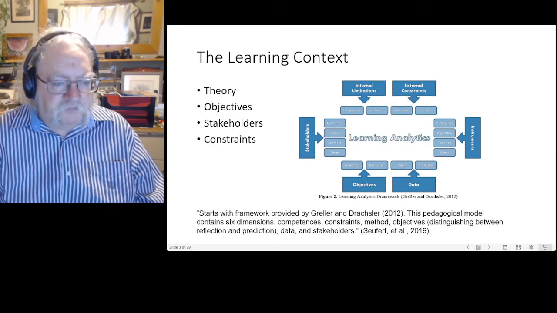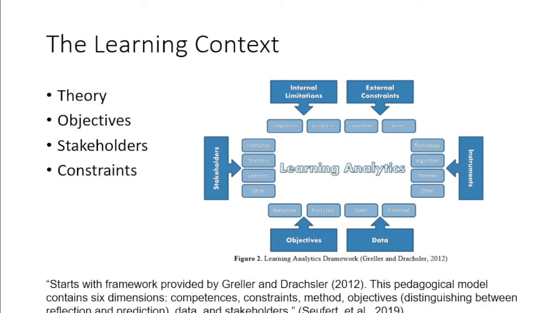Here we have a model, a framework basically provided by Greller and Drachsler, a pedagogical model that contains basically six dimensions: competence, constraints, method, objectives, data, and stakeholders. Now, I've taken competences out of that, and the place to look at that might be in the final module, and I'm deferring a look at data to the next video. So what we're going to be looking at in this video will be basically theory, objectives, stakeholders, and constraints, though not in that order, because why would I follow the order I've just put on the slide here?